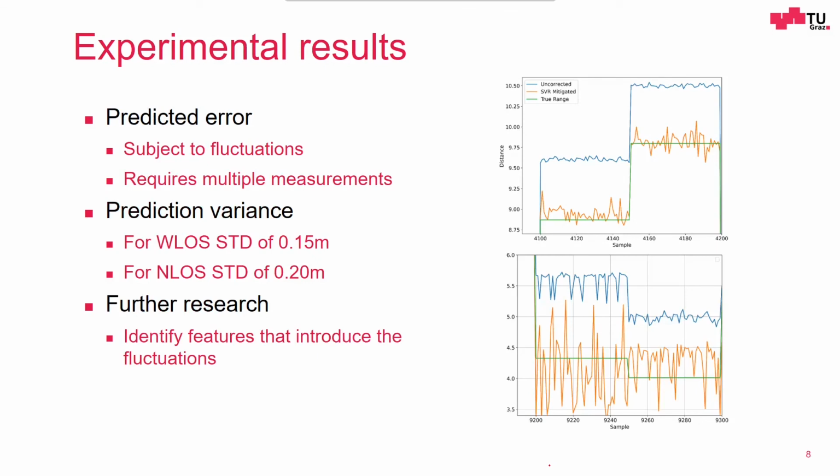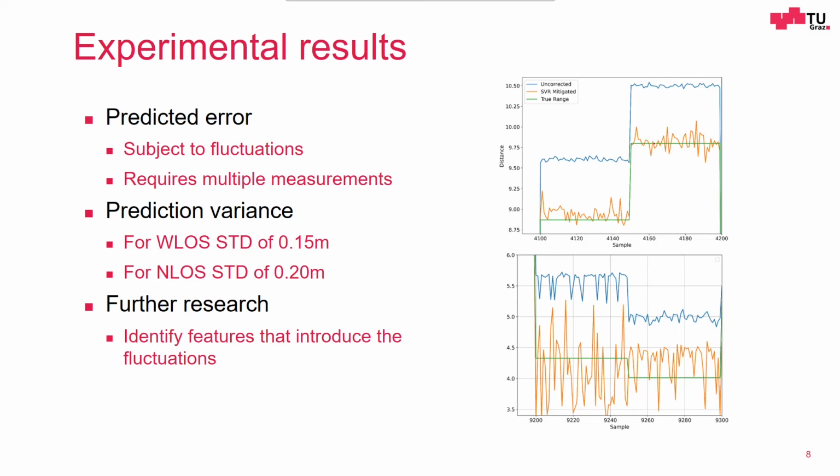Another issue that we observed in our evaluation was that the estimated distance error is subject to some fluctuations, even under the same measurement settings. And here on the right side we can see 2 pictures. In total we have 4 different measurement settings with their 50 measurement samples. And we can see the true distance, the uncorrected distance estimate, and the mitigated distance estimate or the corrected distance estimate.